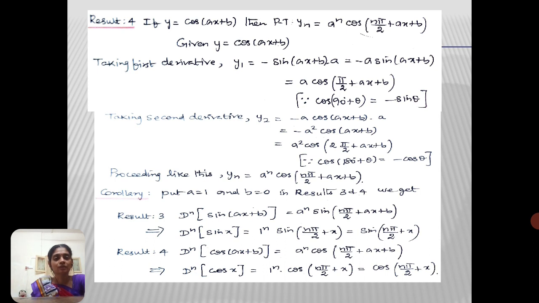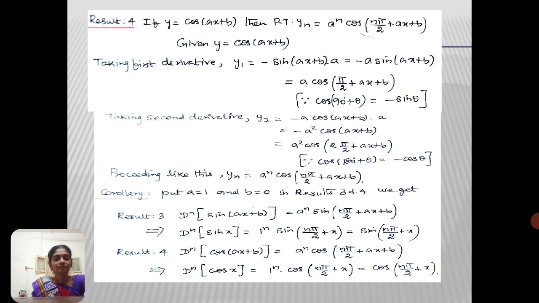Therefore y1 equal to a into cos(pi by 2 plus ax plus b). Taking the second derivative, y2 equal to minus a cos(ax+b) into a. That is minus a square cos(ax+b). This can be written as a square cos(2 pi by 2 plus ax plus b), since cos(180 plus theta) equal to minus cos theta. So proceeding like this, we get yn equal to a^n cos(n pi by 2 plus ax plus b).